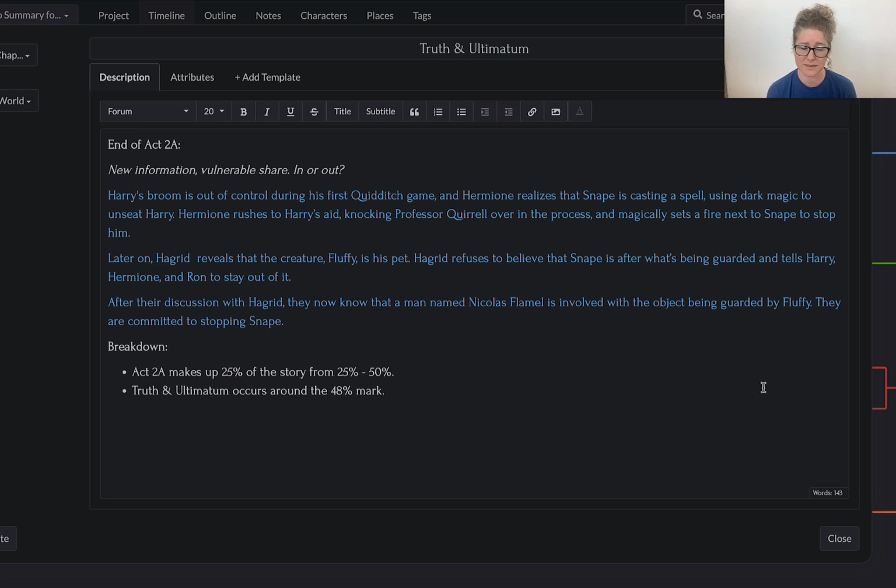I find it hilarious. Hagrid refuses to believe that Snape is after what's being guarded and tells Harry, Hermione, and Ron to stay out of it. After their discussion with Hagrid, they now know that a man named Nicholas Flamel is involved with the object being guarded by Fluffy, and they are committed to stopping Snape.